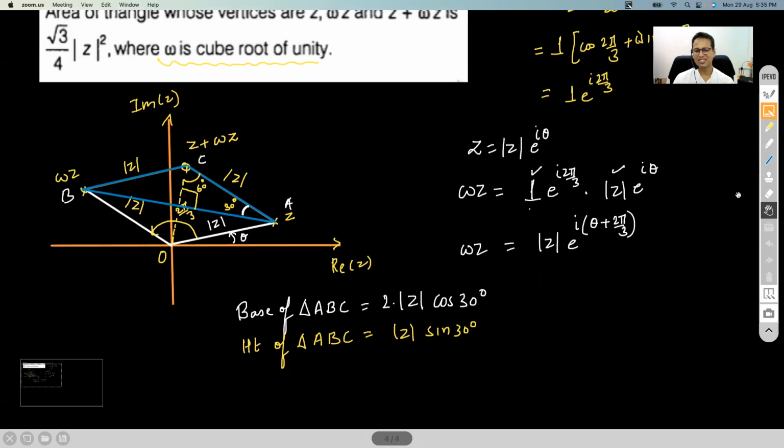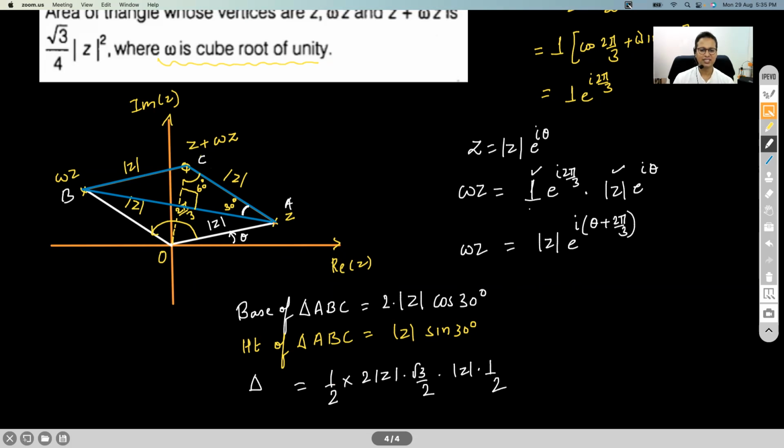Yes or no? So what will be the area of this whole triangle? The area of the triangle will now be half base, and cos 30 is root 3 by 2, into height. So that will lead to you getting √3 mod z square by 4. Okay, so this is our answer to this question. This is what we wanted to prove.